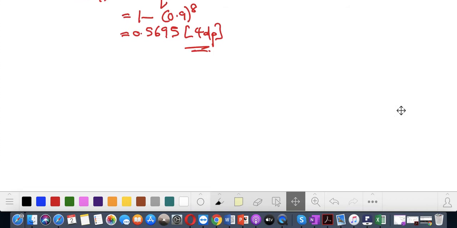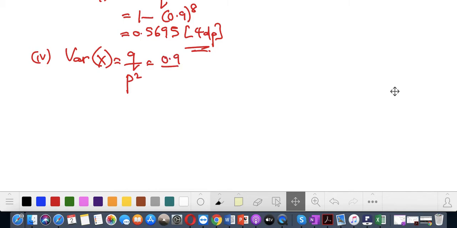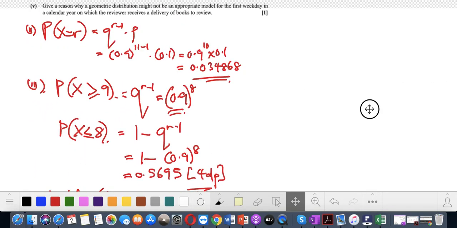Find the variance of X. What is variance? The formula for variance is given as Var(X) equals q over p squared. We already know q is 0.9 and p is 0.1. Square that and your answer is 90. And finally, one more question.